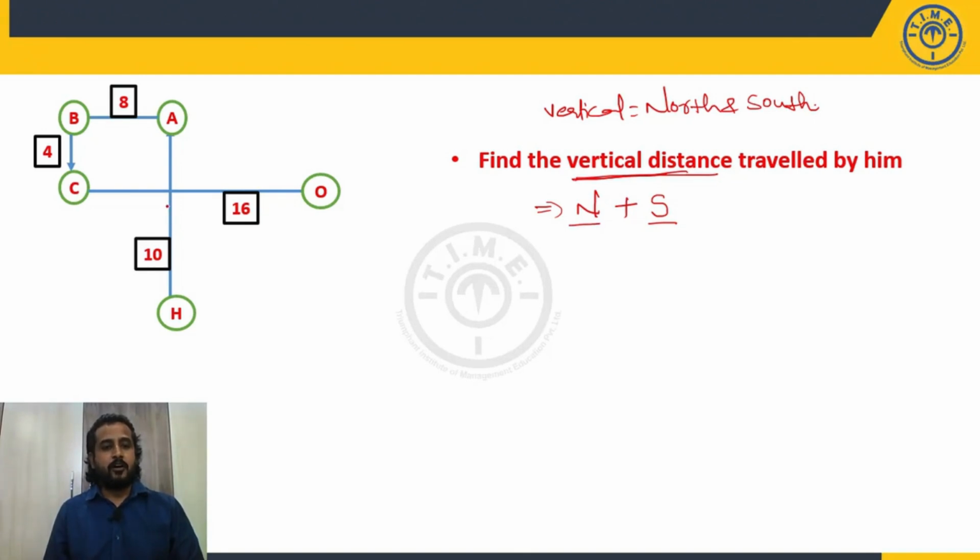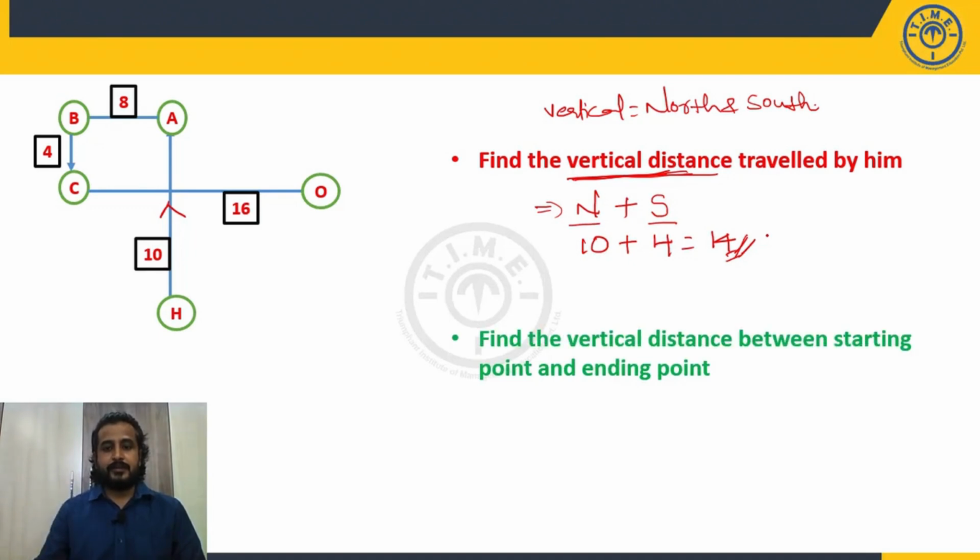Now in this path, how much did he travel in the north? 10 meters. He traveled 10 meters towards north. And how much did he travel in the south? 4 meters. So total distance traveled by him is how much? 14 meters. Vertical distance traveled by him is how much? 14. 10 north, 4 south. So total 14. Now what is the second one in this one?